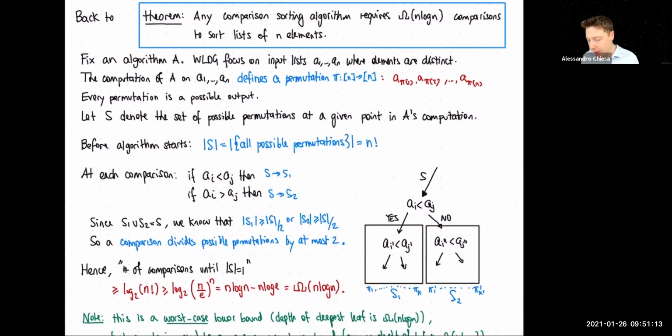There's some questions about S1 and S2. Do they overlap or not? It doesn't matter whether they overlap or not. They may overlap, but all that matters is that as a union, they cover the set we started from.